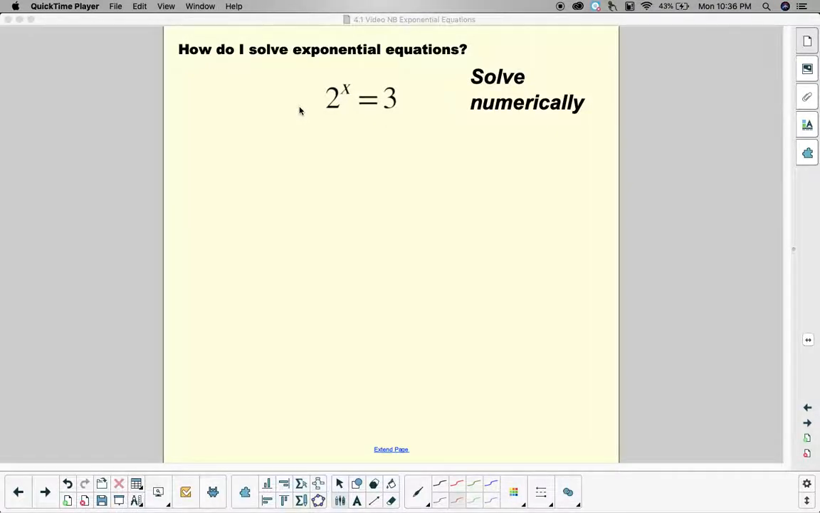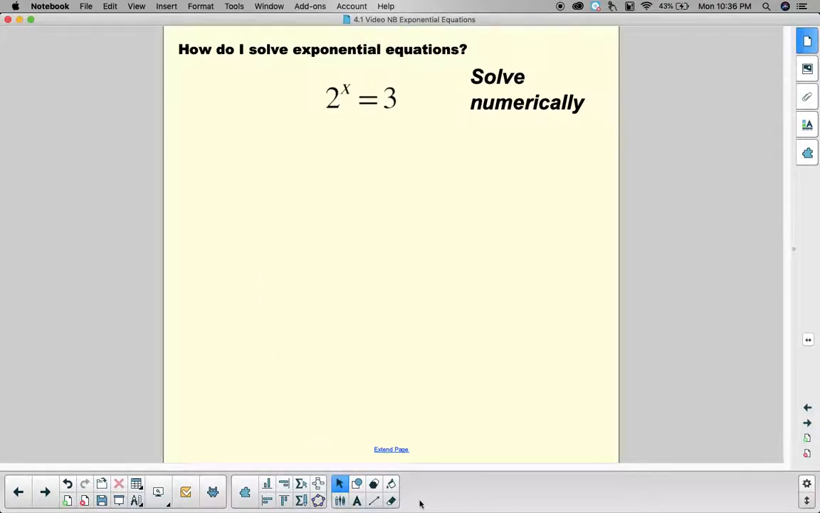In this video, I'm going to show you how to solve an exponential equation numerically. Numerically means we're not going to use the graphing part of our graphing calculator. Instead, we're going to use the table feature. Like in the last video, we know what the solution to this equation is, so that's unlike the last video.